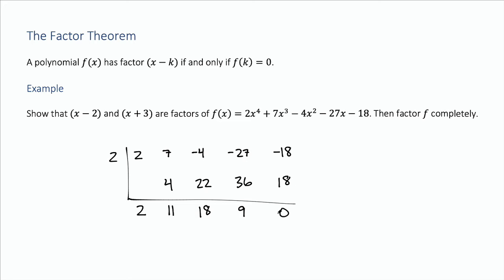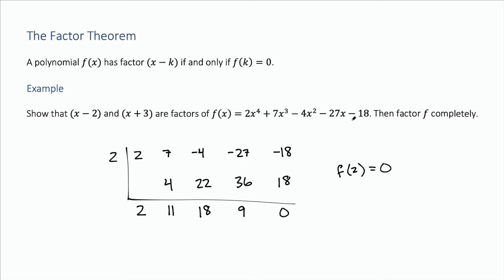Okay. So what I just found was that f of 2 is equal to 0 from the remainder theorem. I put a 2 in there and I got a 0 here. So f of 2 is equal to 0. And that tells me, since f of 2 is equal to 0, that x minus 2 is a factor of my polynomial. So I've shown that x minus 2 is a factor of this.